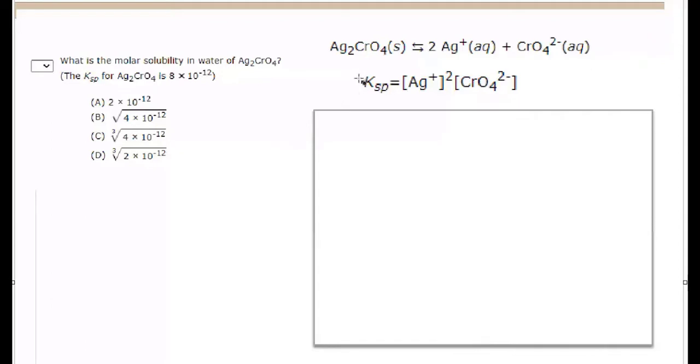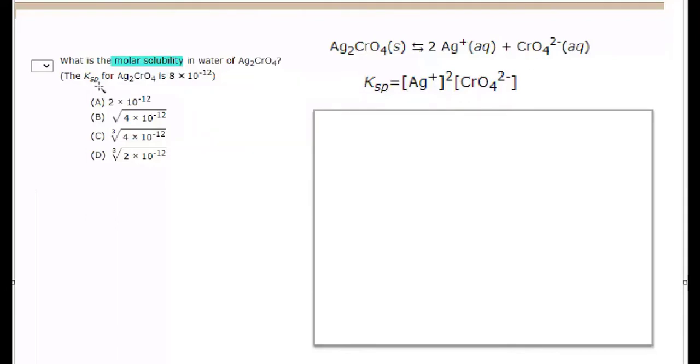For a given temperature, the concentration of the silver ion squared times the concentration of the chromate ion will always be 8 times 10 to the negative 12. Pretty small numbers. The silver ion and the chromate ion are both going to be small. Molar solubility is different than the solubility product. The molar solubility can change a bit depending on what other ions are present.